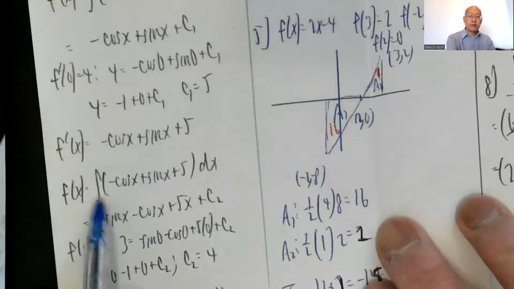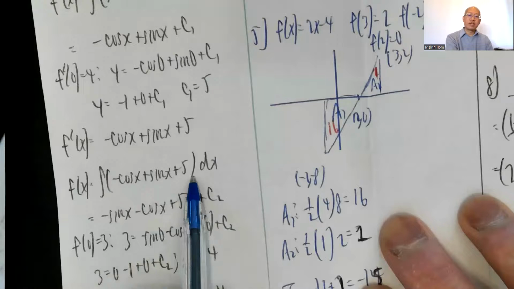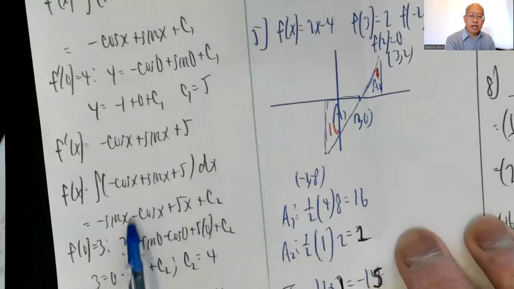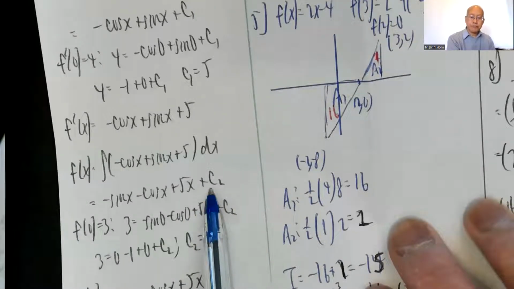Integrate one more time to find f of x. Integral of negative cosine x plus sine x plus 5 dx. Integral of negative cosine is negative sine. Integral of sine is negative cosine. Integral of 5 is 5x plus c2.